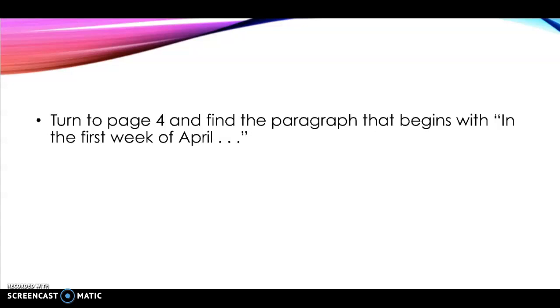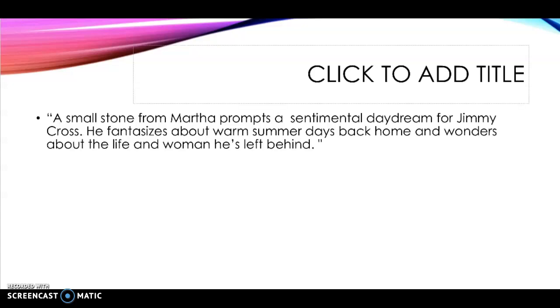So I've given you my paraphrase of that section. So, a small stone from Martha prompts a sentimental daydream for Jimmy Cross. He fantasizes about warm summer days back home and wonders about the life and woman he's left behind. So, what's good about this paraphrase is that it gets the gist and the essence of that paragraph, and it also gives phrases of attribution. For example, "he fantasizes."